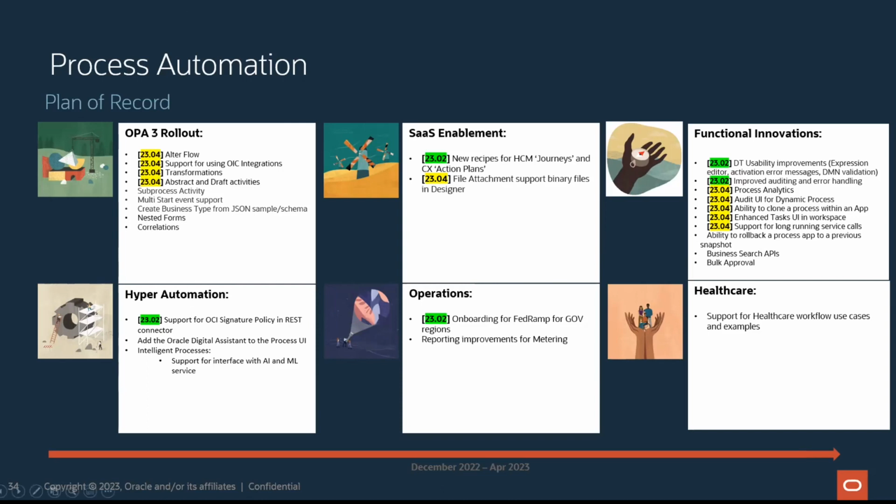New recipes for HCM journeys and CX action plans. So this is one of the things about OPA. It's very much tied to HCM, CX with the HCM journeys. Now, within HCM, you'd have a journey, could be an onboarding journey for an employee, there could be an offboarding journey or whatever. And within CX, these sort of business flows are known as action plans.